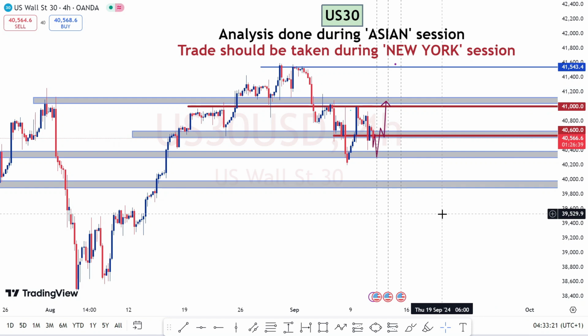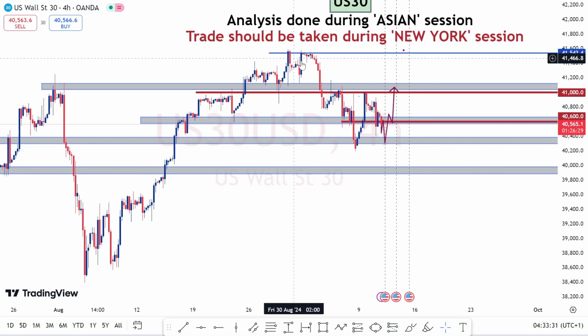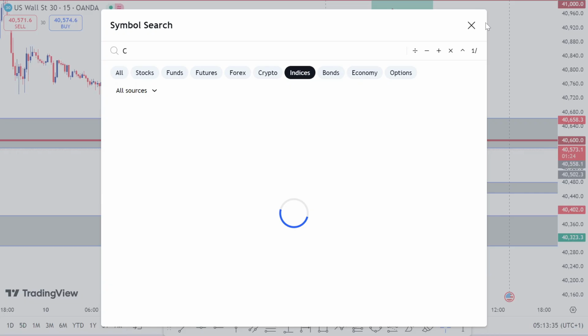In US30, this is the 4-hour time frame. Obviously, we are in an uptrend, and that is what we have to keep in mind first of all. We are in an uptrend in US30, and all this move here is just a consolidation.